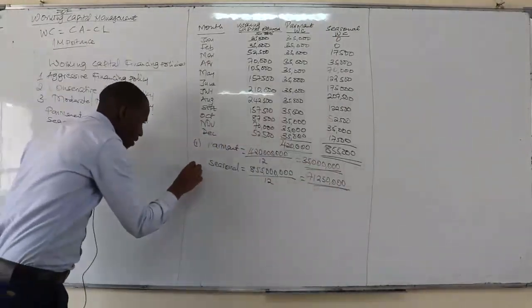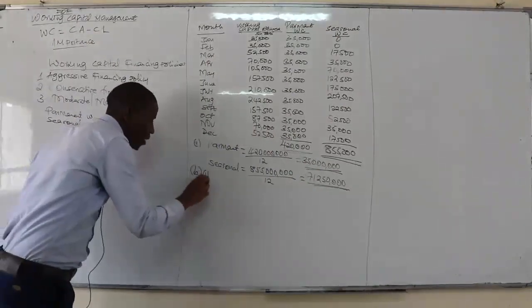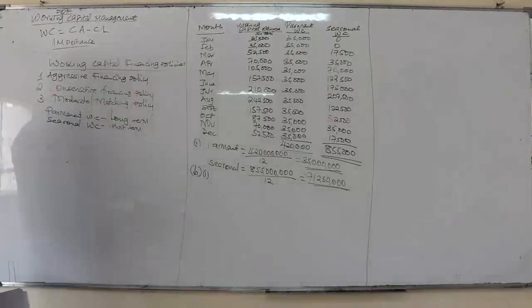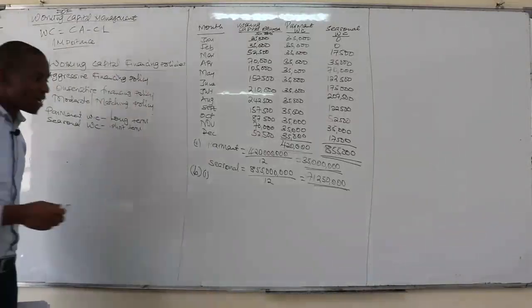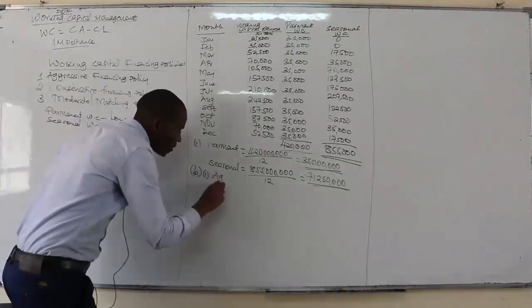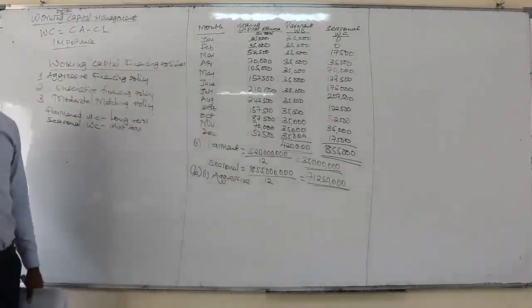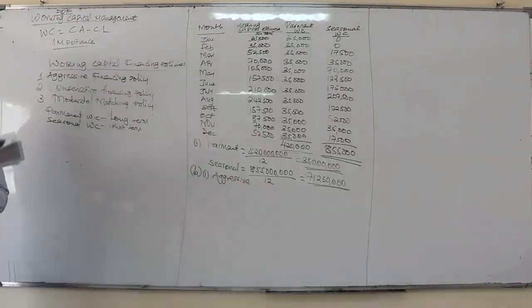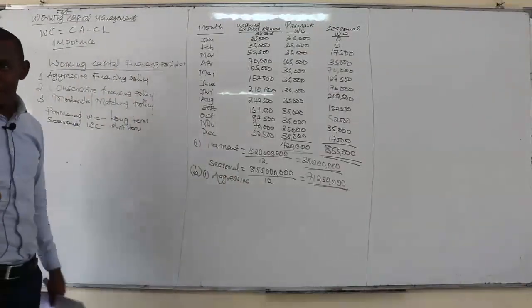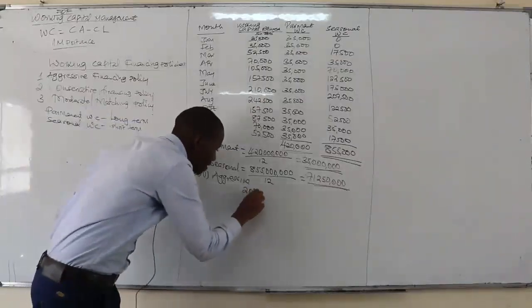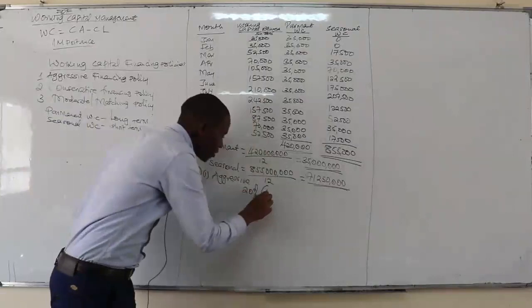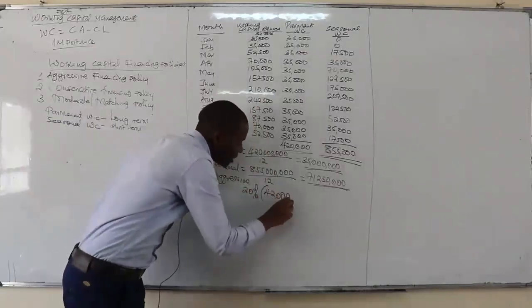Now B, in this B, we add B Roman 1, where in that case you are required to determine the total cost when you use what? Which type of finance? When you use aggressive. So under the aggressive policy, the working capital is financed using the what? The short term. And we have the cost of the short-term funds. What was the cost of short-term funds? 20%. So in that case, you just take 20% of the total working capital, which in that case is 420.